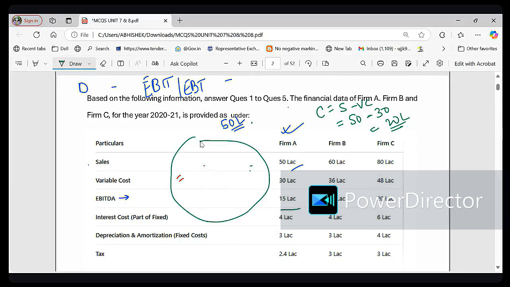So this was the pie chart which we drew, and this was the contribution portion. Some portion of the contribution is the profit, and the rest is the fixed cost. So what is our contribution? Just now we got 20 lakh. And what is our EBITDA? Earning before interest, tax, and depreciation is 15 lakh, and how much is the depreciation? It is 3 lakh.